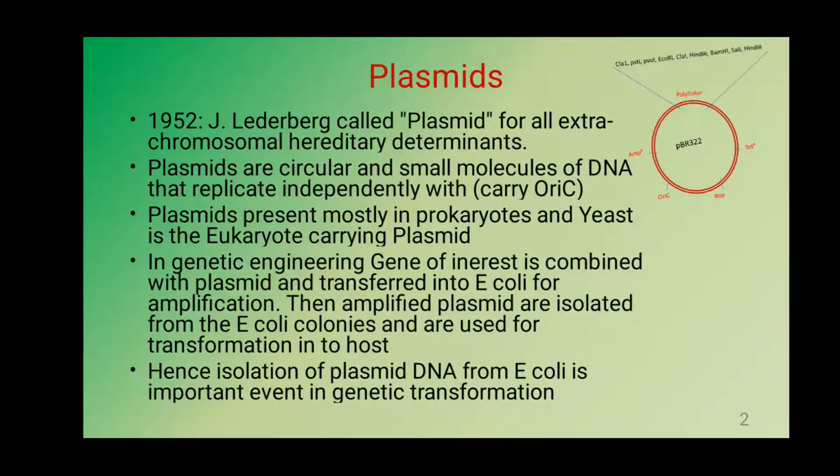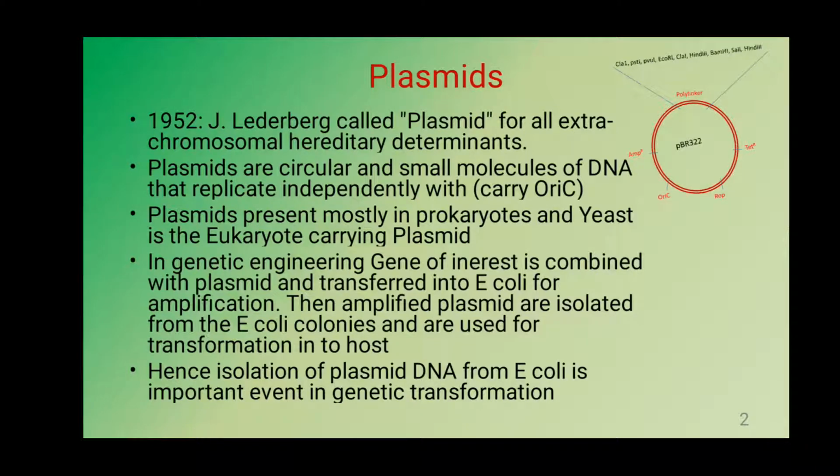Plasmids are small, circular molecules of DNA that are capable of self-replication by a sequence called the origin of replication, or ORI. Plasmids are present mostly in prokaryotes and are also reported in eukaryotic systems such as yeast, which carries the 2 micrometer plasmid. In genetic engineering, the gene of interest is combined with a plasmid backbone and transferred into E. coli cells for amplification into millions of copies.